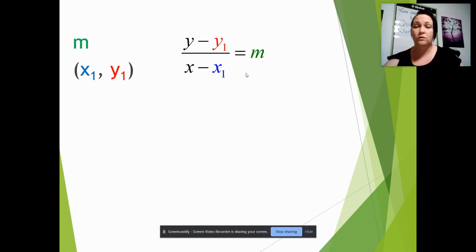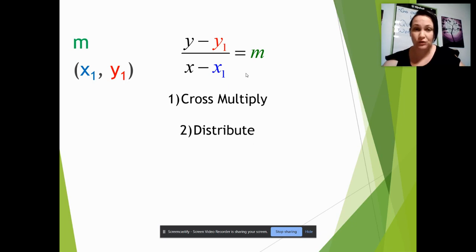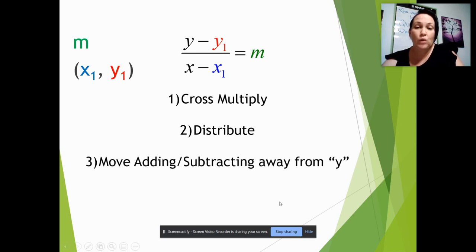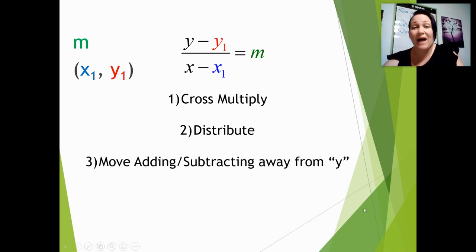So step 1 was cross multiplying. Step 2 was to distribute into the subtraction problems. Step 3 was to take any number that was being added or subtracted with your letter Y and move it to the other side so that it's with the letter X. Because remember, our goal was to get the letter Y all by itself.